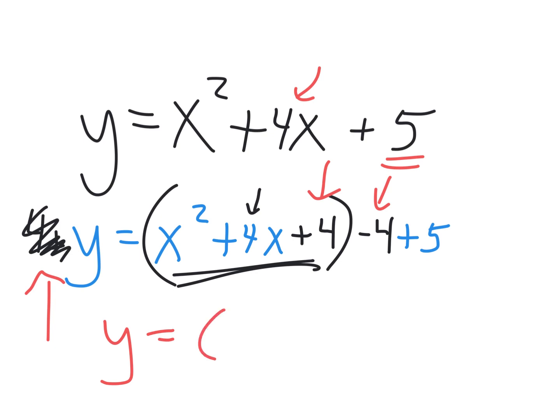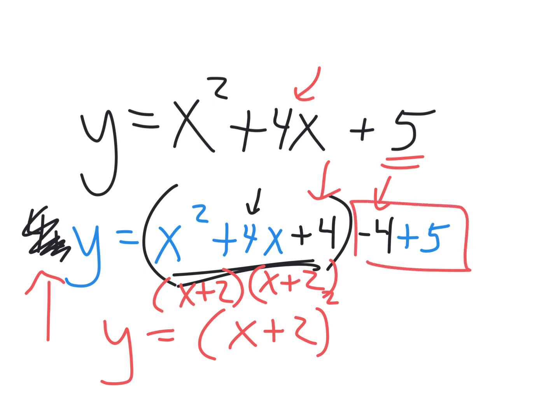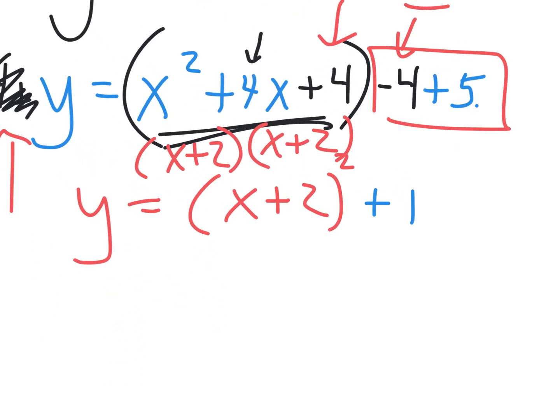Y equals, and if you aren't good at these yet, you'll start getting good at them in your head. That's x plus 2 quantity squared. If you don't get that, it's because it came from this. X plus 2 and x plus 2. That's what it really factors to. And then what about this part? That tells you the other part of the vertex. What's negative 4 plus 5? Plus 1. Do you get that now?